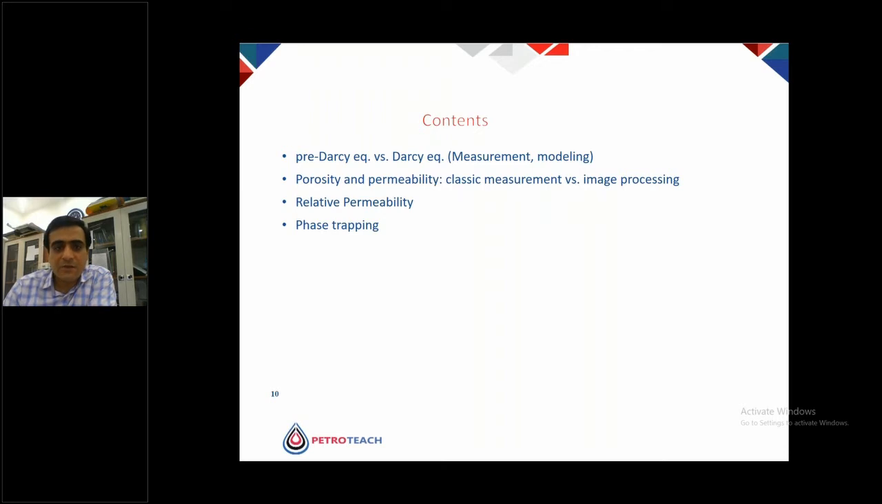All of these topics, I think, are quite familiar to reservoir engineers, and I am trying to approach these concepts through novel models.